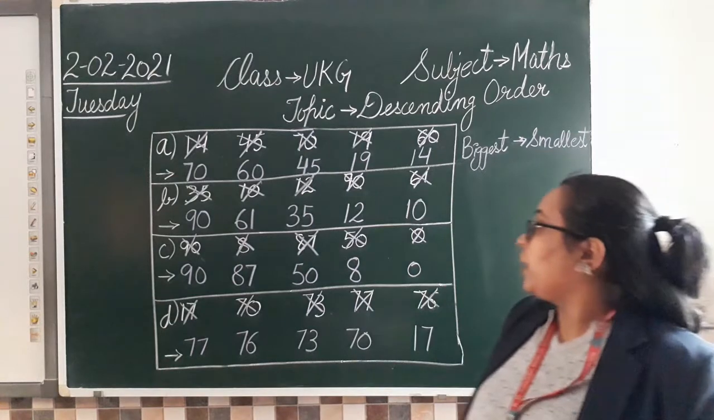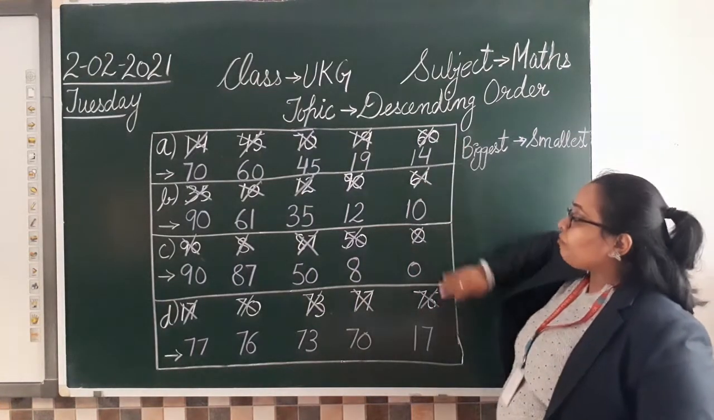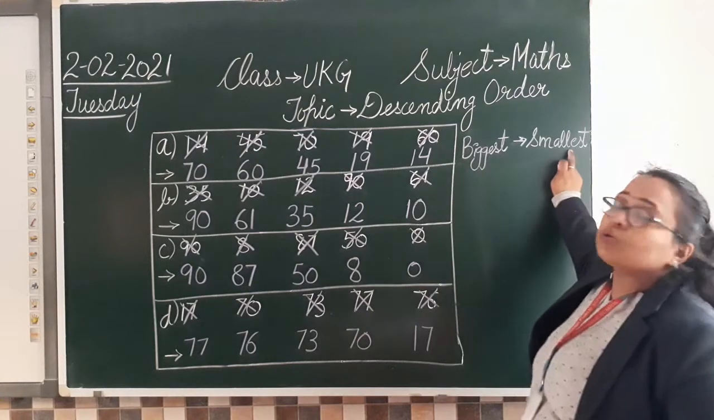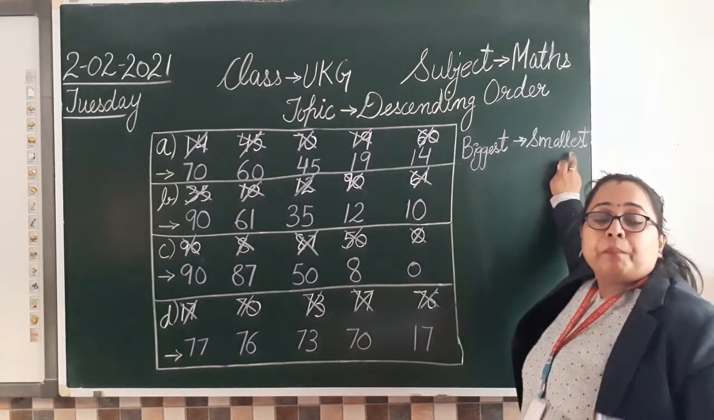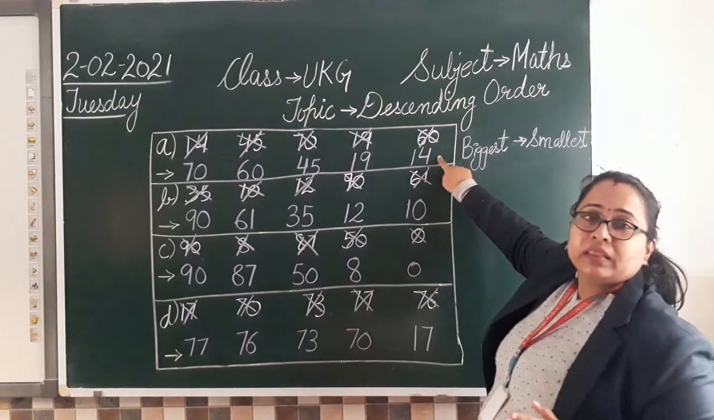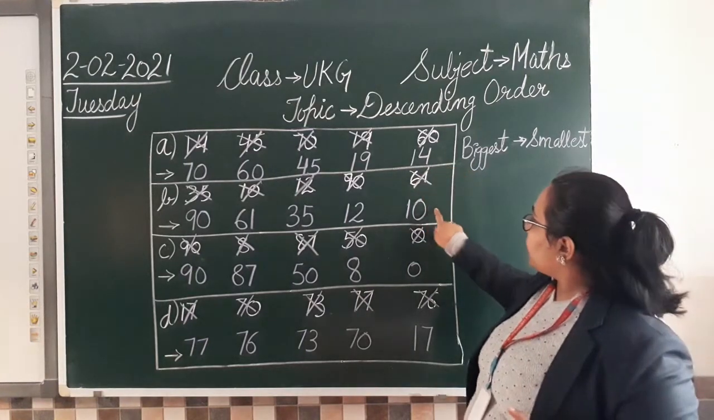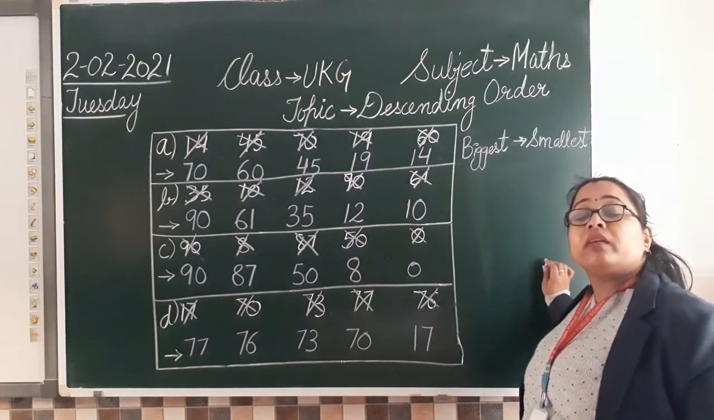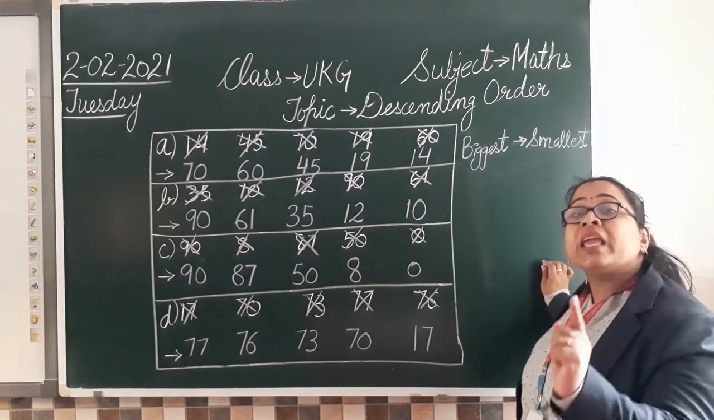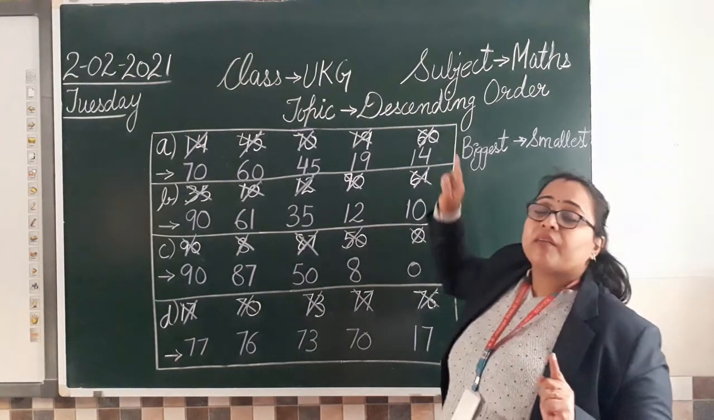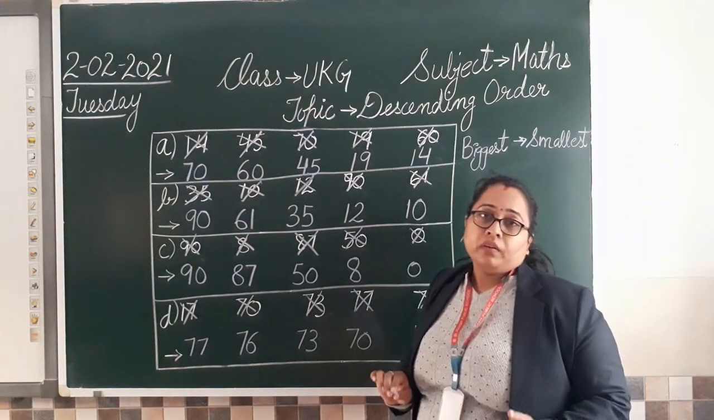क्लियर? ओके. So what we have done, we have arranged given numbers from biggest to smallest. जब बिगेस्ट टू स्मॉलेस्ट होता है तो उस ऑर्डर को हम क्या कहते हैं? ये जो पर्पल कलर से जो मैम ने नंबर्स लिखे हैं, these numbers are written in descending order. Is that clear? कैसे लिखे हुए हैं? They are written in descending order.